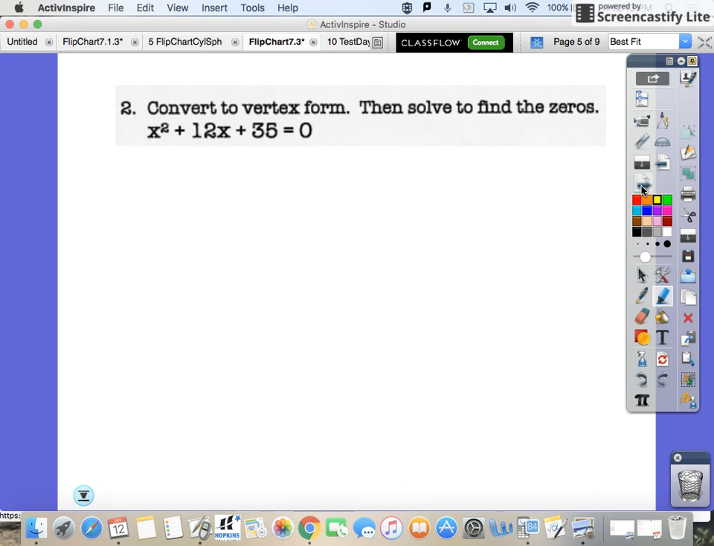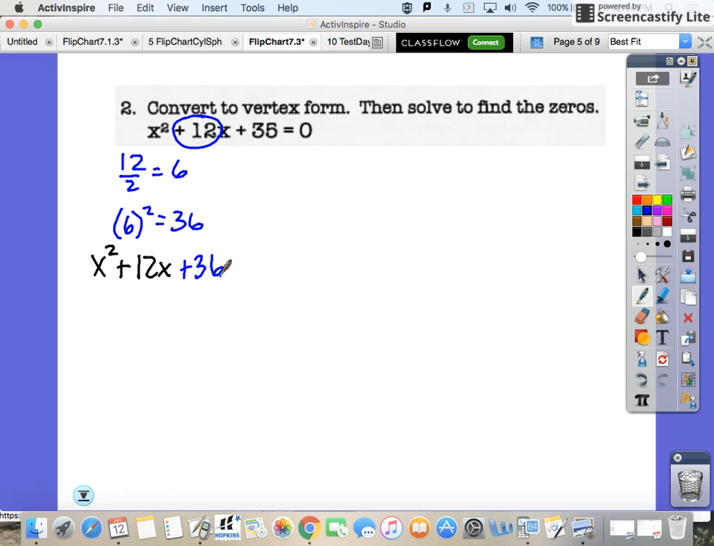All right, next one. This one also has a leading coefficient of 1. So this is a 1, so we're going to take this, divided by 2 is 6. Square it is 36. Then we'll take our original and we will rewrite this as plus 36 first, and then minus 36 at the end. Again, I'm going to set this equal to y because we are not going to solve right now. I don't care too much about that.